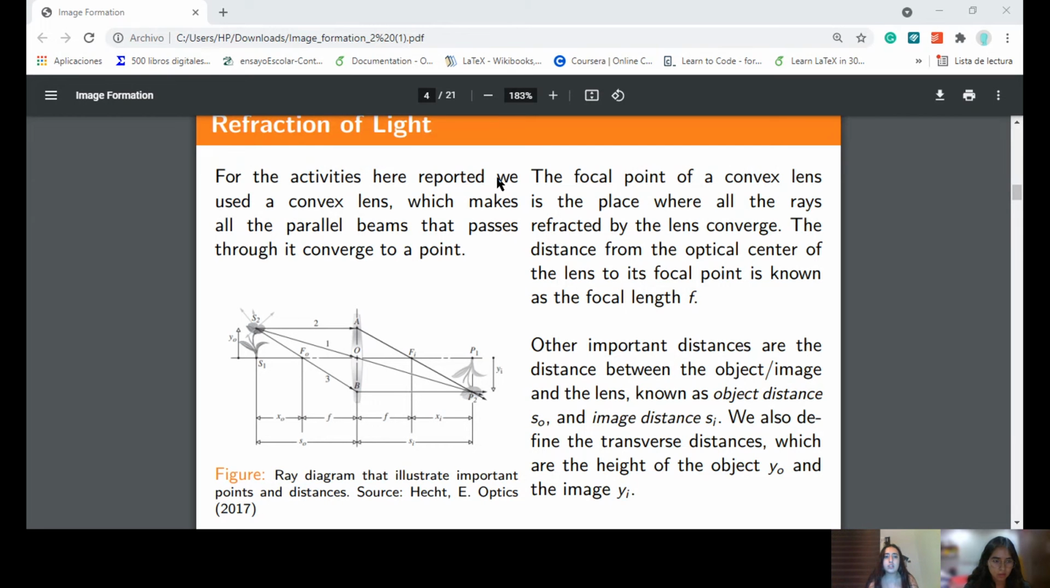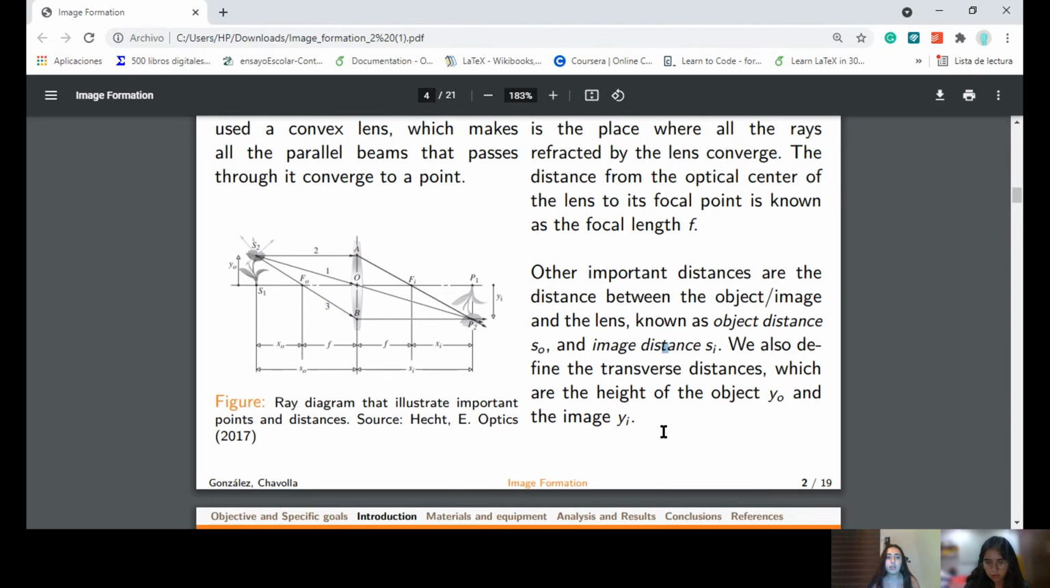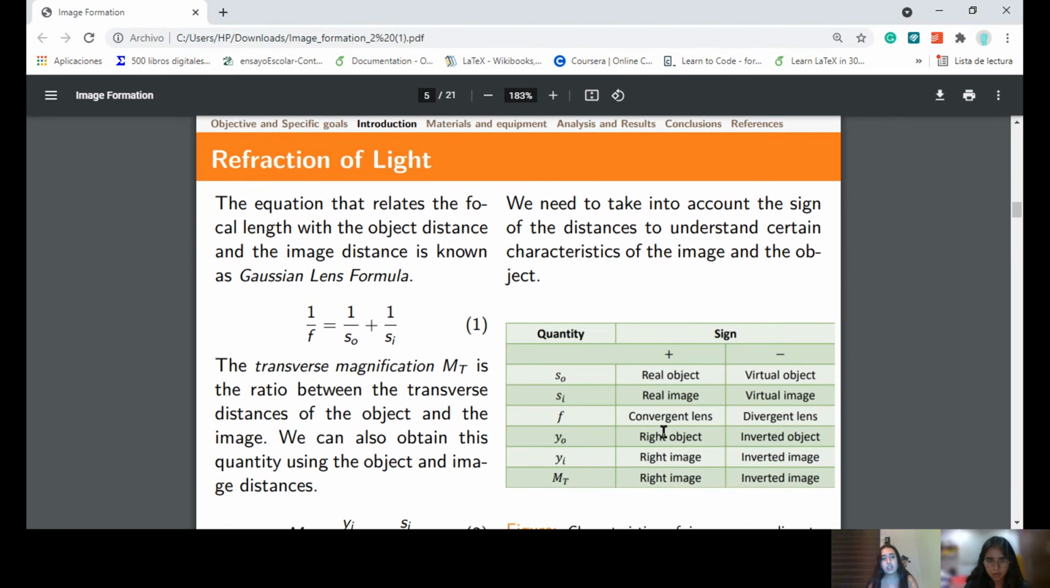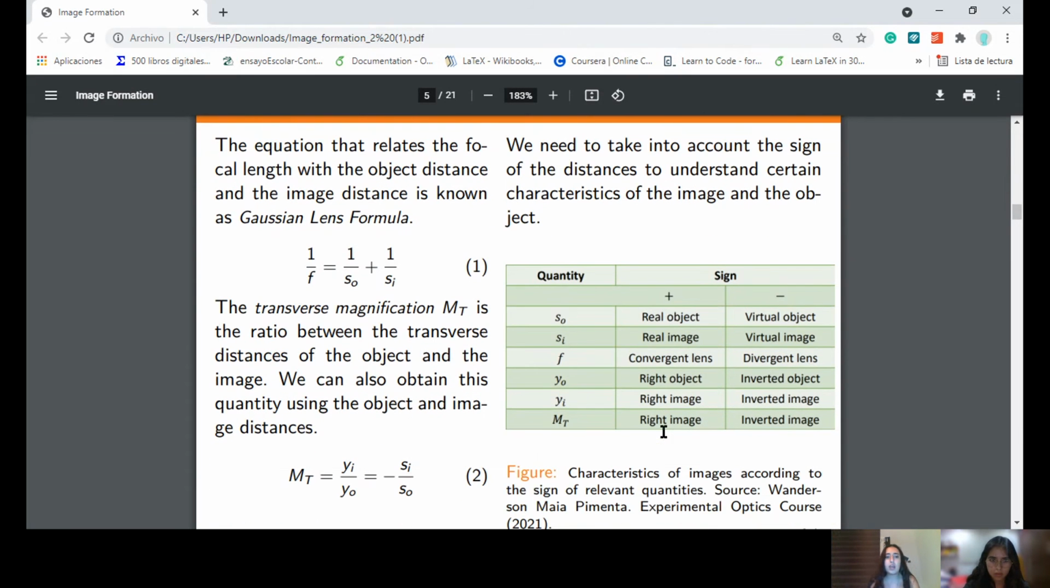We also have the transverse distances, which are the height of the object, YO, and the height of the image, YI. When we work with thin lenses, it's possible to describe a relationship between the focal length and the distances of the object and the image. This relationship is known as the Gaussian formula, as we can see in equation 1. We are also going to define transverse magnification, which is the ratio between the transverse distances of the object and the image, but we can also obtain this quantity using the object and image distances, as shown in equation 2.